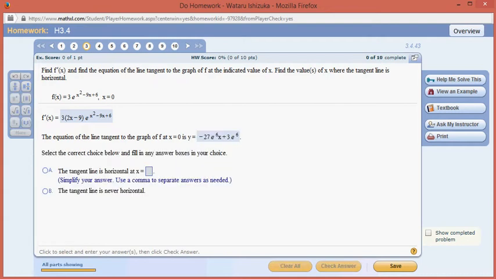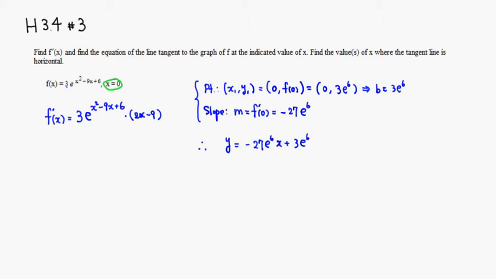We got that. Now, select the correct choice below and fill in any answer boxes in your choice. The tangent line is horizontal, so horizontal tangent line tells you that the slope must be 0, which means that f prime has to be equal to 0. If you set that equal to 0, you have 3 e to the x squared minus 9x plus 6, then 2x minus 9 equals 0.